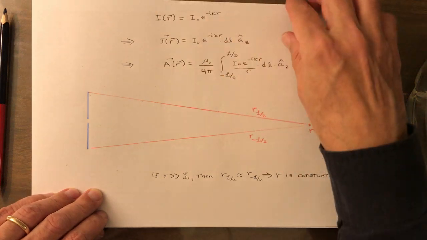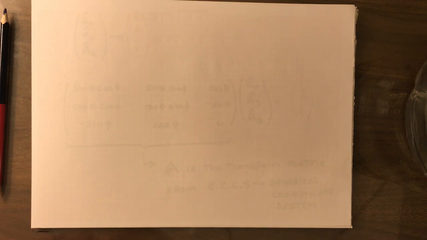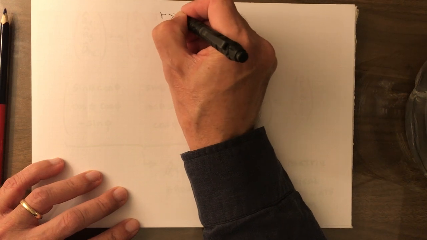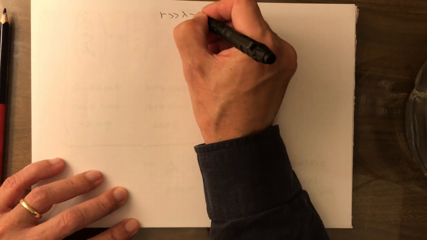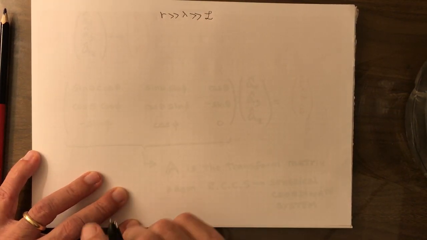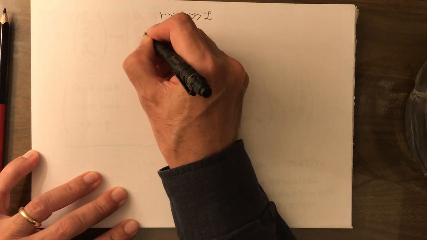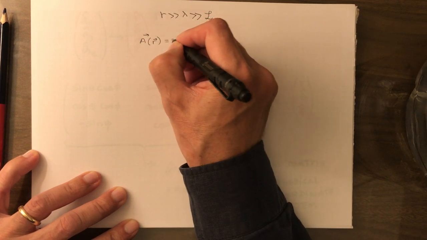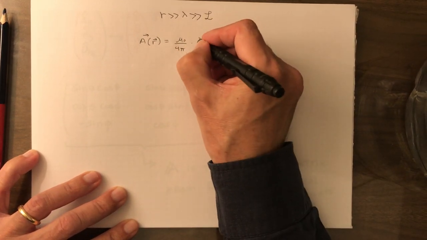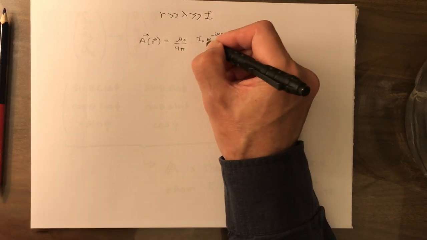With r constant, let's now look at our vector potential equation. Again, we have r being much, much greater than the wavelength lambda, being much, much greater than l, the length of our dipole. Again, we're in the infinitesimal dipole case. So then, our vector potential A as a function of position vector r becomes mu naught over 4 pi, and now we can take out I naught, of course, that's a constant, but notice we can now also take out e to the minus j kr over r.